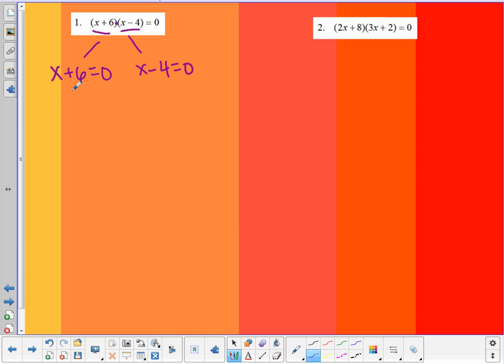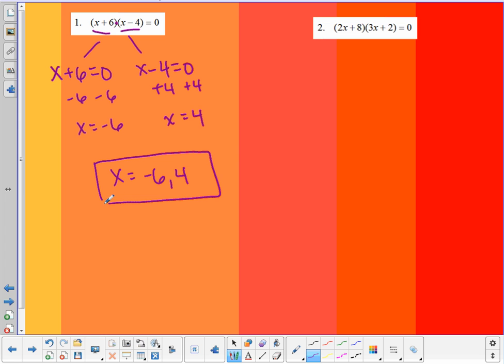So I took the two factors and I set them each equal to 0, and now I'm going to solve them both. Solving the one on the left, I subtract 6, and I get x is equal to negative 6. Solving the one on the right, I add 4, and I get x is equal to 4. So I have x equals negative 6 and x equals 4. Now this is not an ordered pair. This is just like a solution to a system. This is two different values for x. x can be negative 6 and x can be 4. So that's how we would solve that.